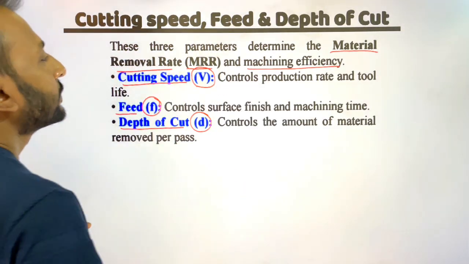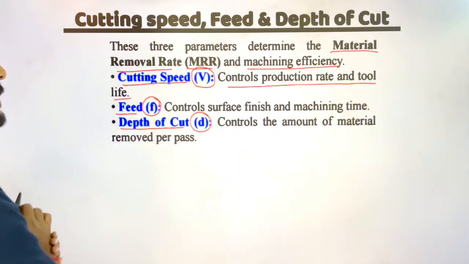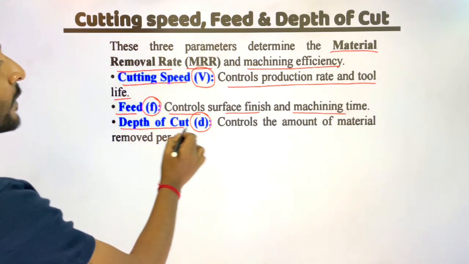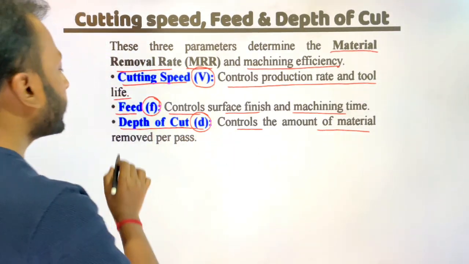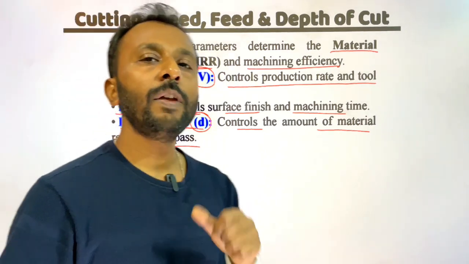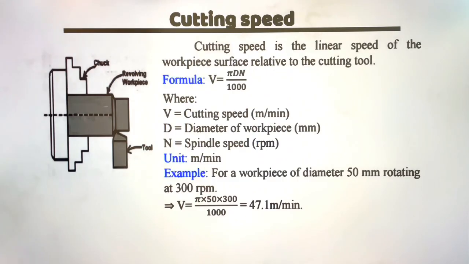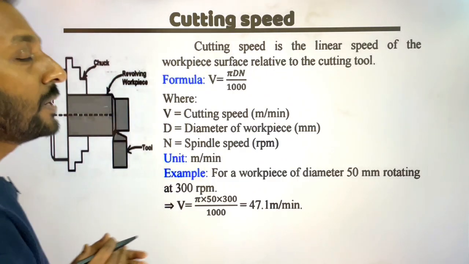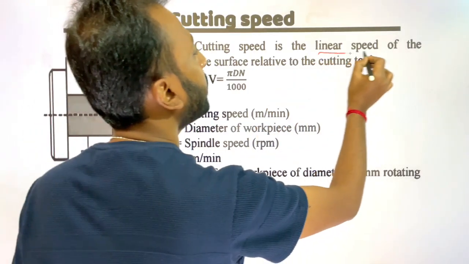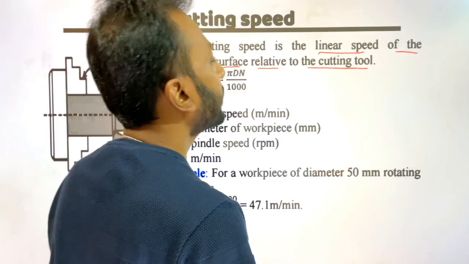So cutting speed controls the production rate and tool life. The feed controls surface finish and machining time, and the depth of cut controls the amount of material removed per pass. So let's now see what is cutting speed, feed and depth of cut in depth. If we want to see about cutting speed in depth, what is cutting speed? Cutting speed is the linear speed of the workpiece surface relative to the cutting tool.